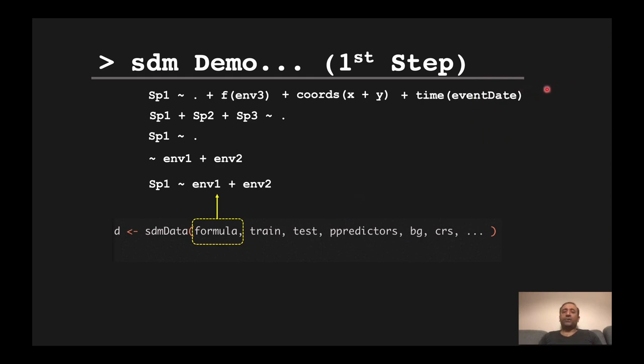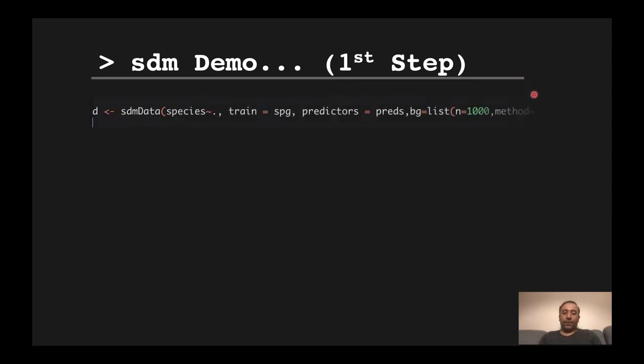We have more other functions that we won't go into in detail. For example, we have group. If your records should be grouped by something in the environment, like a geological feature or whatever, you just specify the grouping factors here as well, and many more. But when you use this sdmData function, you generate an object that is called sdmdata.